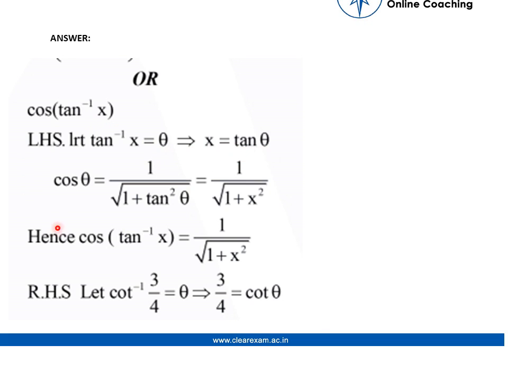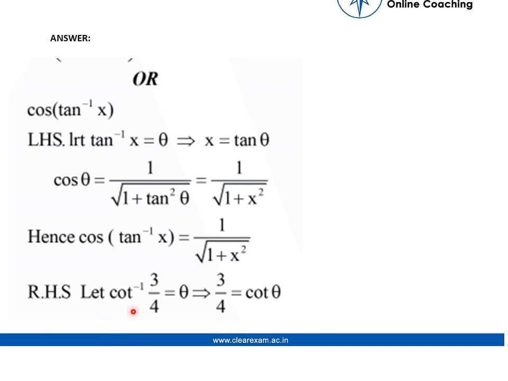Here comes the property that we know, cos theta is equal to 1 by under root 1 plus tan square theta. For solving any trigonometric questions, we need to remember all the properties. So putting the value of tan theta, that is x, tan square theta will give us x square. So we get this value over here.